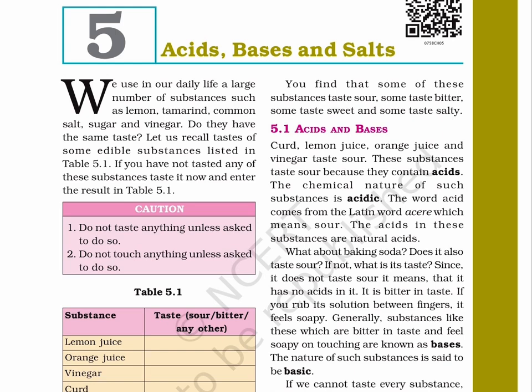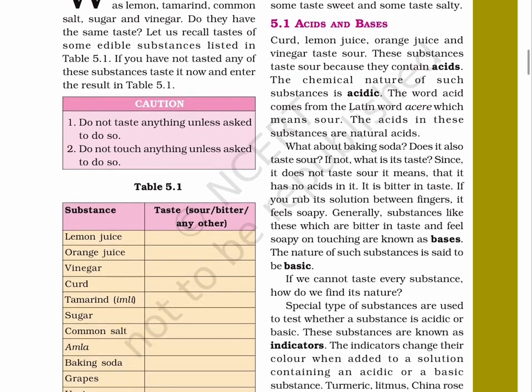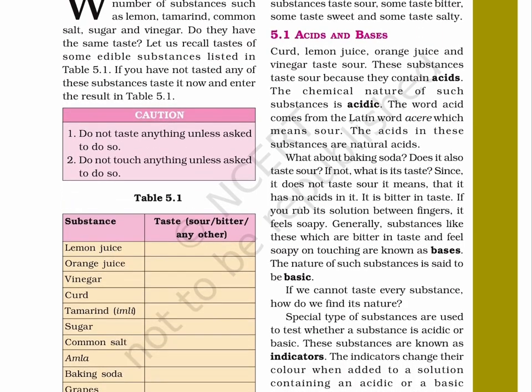5.1. Acids and Bases. Curd, lemon juice, orange juice, and vinegar taste sour. These substances taste sour because they contain acids. The chemical nature of such substances is acidic. The word acid comes from the Latin word acere, which means sour. The acids in these substances are natural acids.